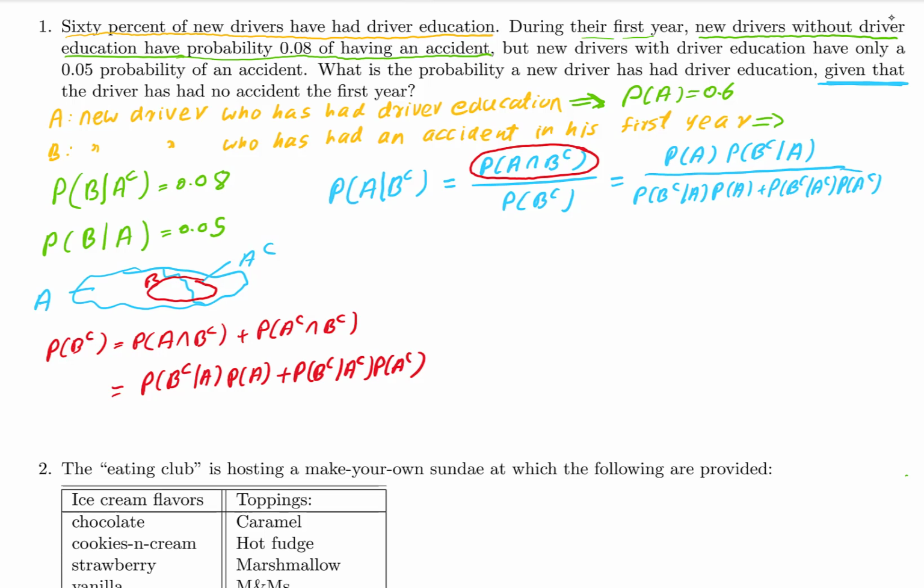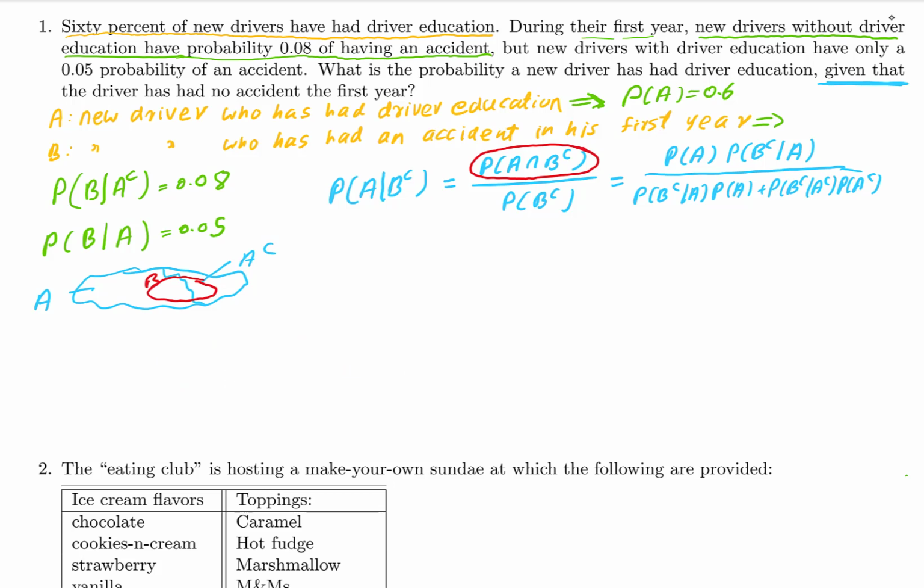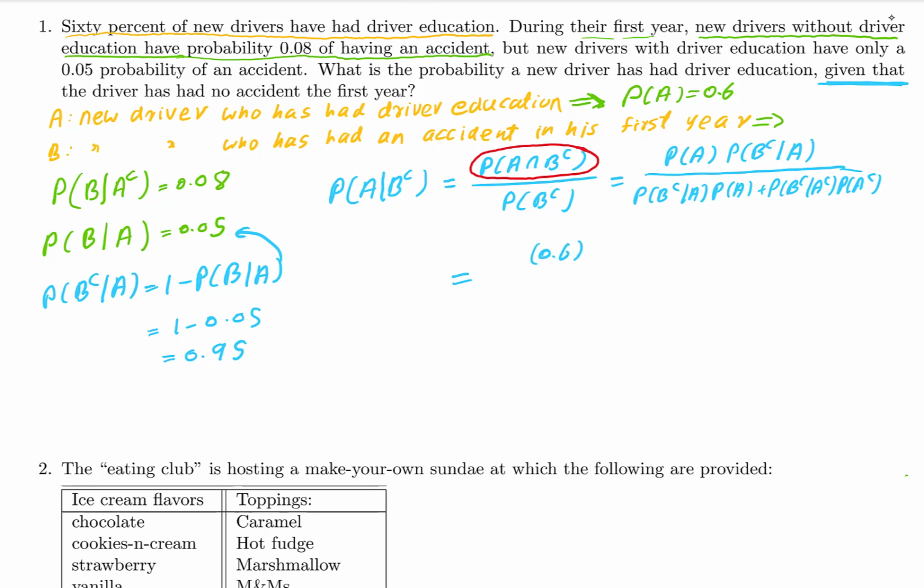Now we know the probability of A, but we don't know probability of B complement given A. So how do we find the probability of B complement given A? Probability of B complement given A equals 1 minus probability of B given A. We have that over here. So we can write 1 minus probability of B given A, which is 0.05. Therefore, this is 0.95. So now we can plug in the numbers. Probability of A equals 0.6 and probability of B complement given A equals 0.95.